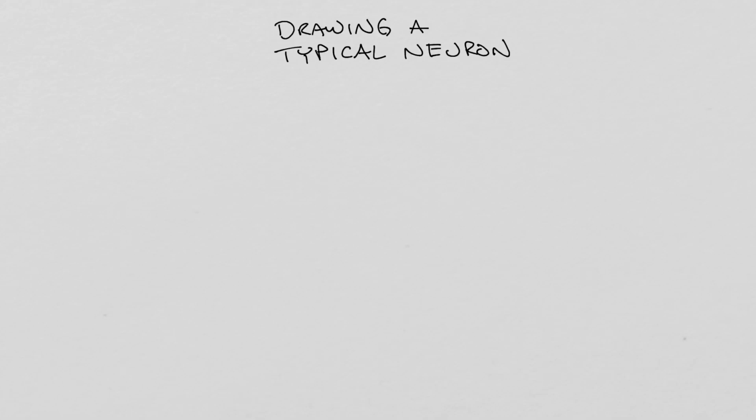All right, for our last one, let's learn how to draw a typical neuron. I say typical because there's a lot of different weird-looking neurons. And this is a typical one that just gets a signal from one place and transfers it to another.